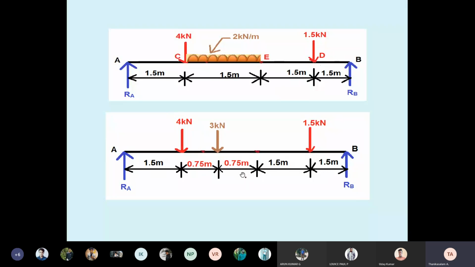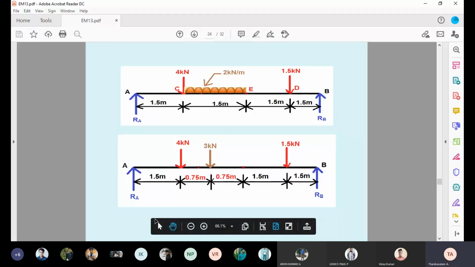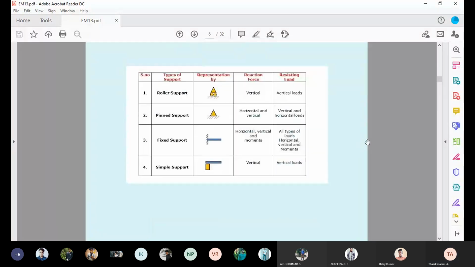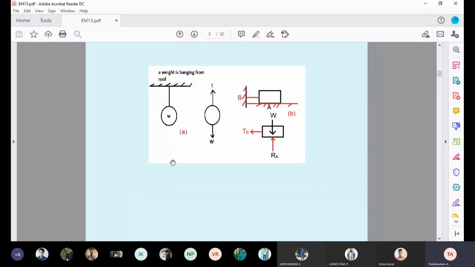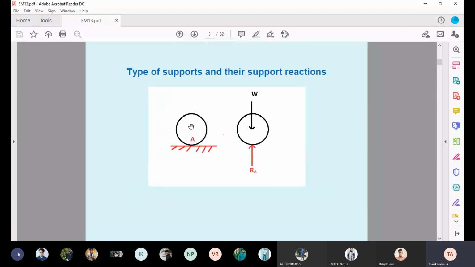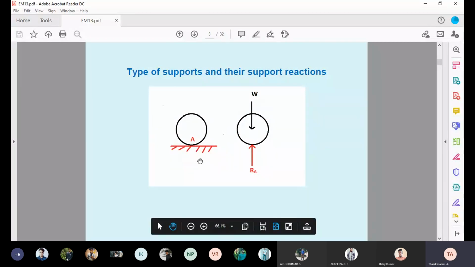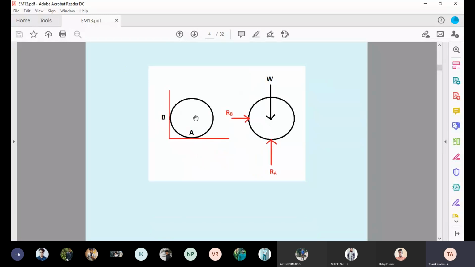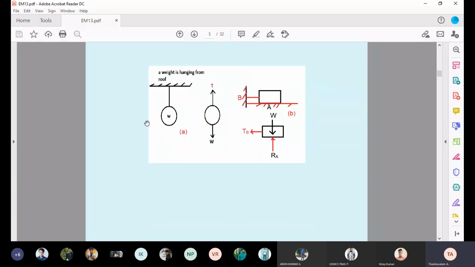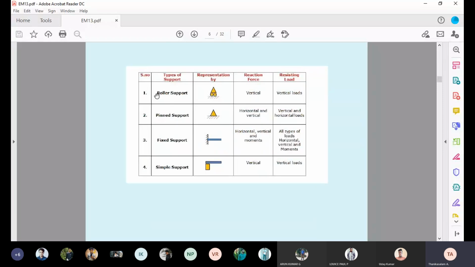So today we discussed the different types of support: roller support, pinned support, fixed support, simply support. See, this is also a simply support, just resting, the ball is resting, so only one reaction. This is also simply supported at A and supported at B. This one is hanging, tension only. Here it is tied on the left side. So generally we discussed roller support, pinned support, fixed support, simply support.